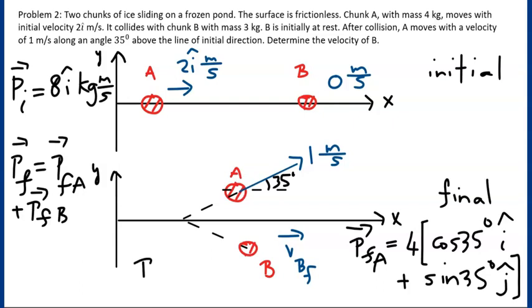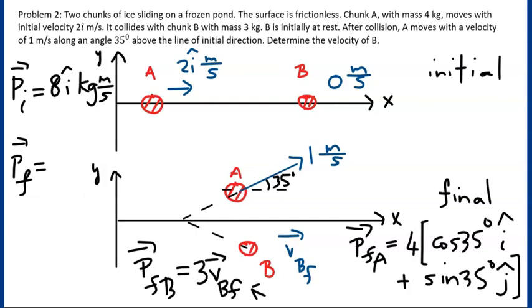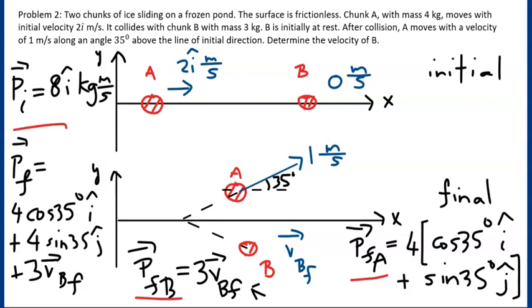The final momentum of object B. Well, we don't know its velocity, but we do know its mass. The mass is 3 kilograms, so it's just 3 times VBF. So VBF is what we are looking for. So adding this and that, we will get the following for the final momentum of the system.